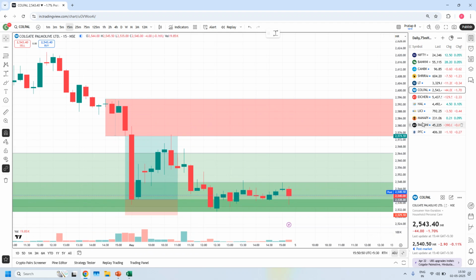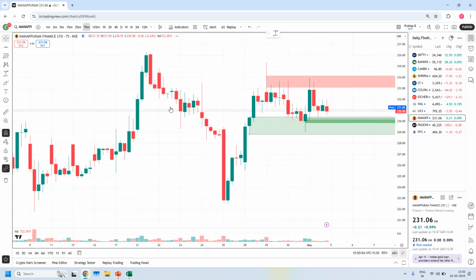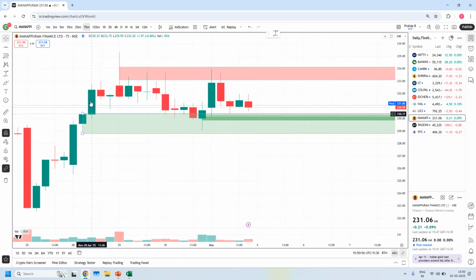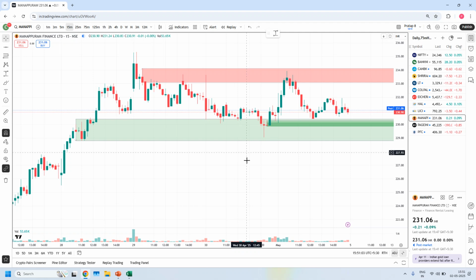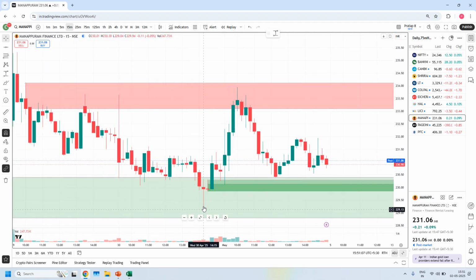And next one is Manappuram, the second trade. This is a 75 minutes high liquidity demand zone, rally, base, rally. This is what our software identified. And this one is fine tuned with 15 minutes time frame. You have a 15 minute zone here. Failed ERC candle as a rally. You have a base, you have a rally candle.